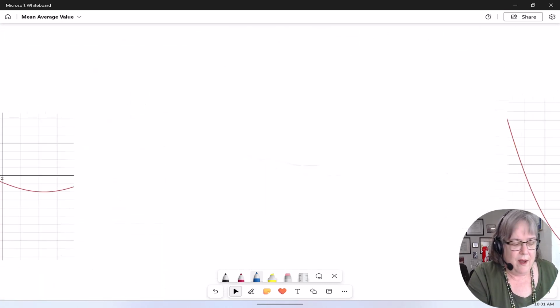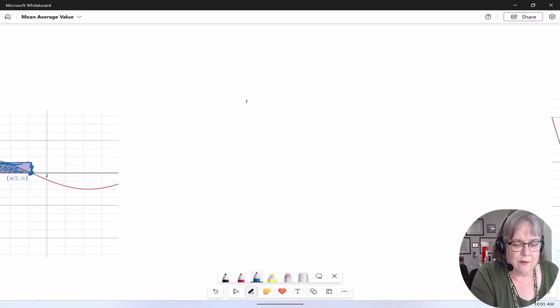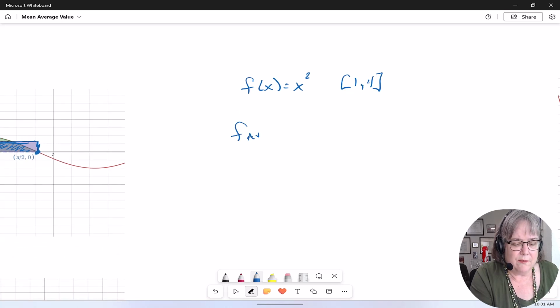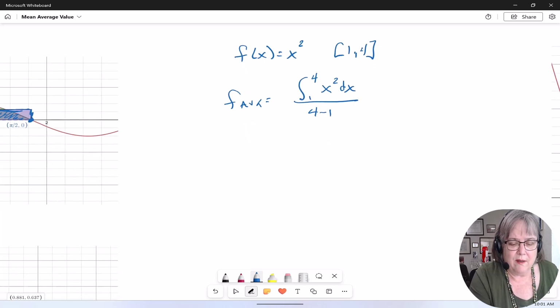So what if you have the average value for f of x is equal to x squared from 1 to 4? Okay, so the average value, you find the area first, and then you divide by the width of the base, and that gives you an average y, right? Or average height, because base times height is area, so area divided by base is height. So you would have x cubed over 3 evaluated from 1 to 4.